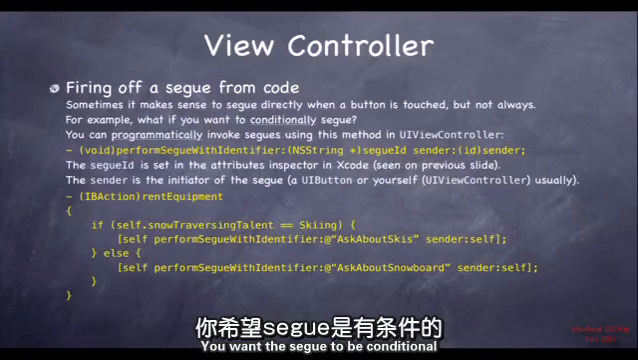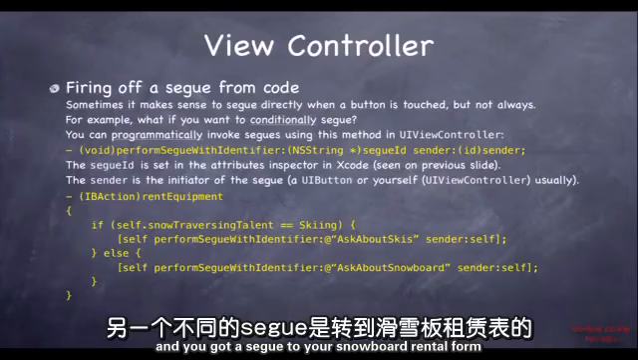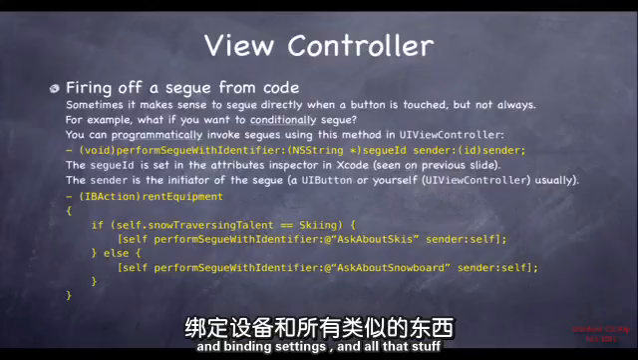And here's an example of why. You want the segue to be conditional. You've got to segue to your ski rental form, and you've got to segue to your snowboard rental form, which are different, right? Skis, you need poles and binding settings and all that stuff.